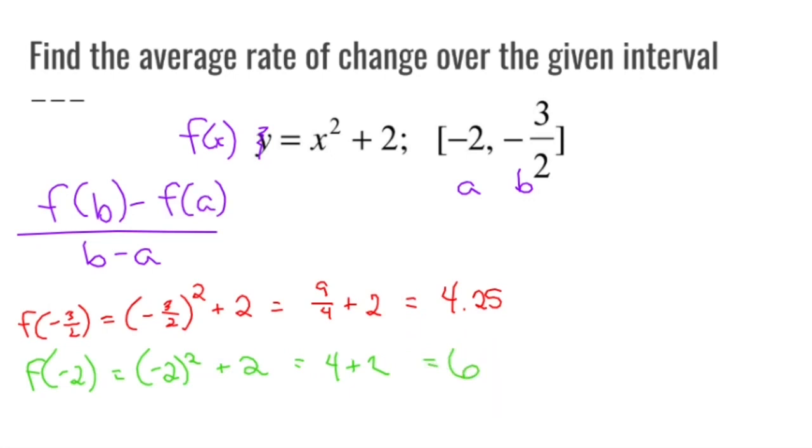So now that I know that information, f of b is f of negative 3 over 2, and f of negative 3 over 2 is 4.25, apologies. Minus f of a, which is f of negative 2, which is 6. So 4.25 minus 6, all these colors, over b minus a, which is going to be negative 3 over 2 minus negative 2. So I'll just write that down in black.